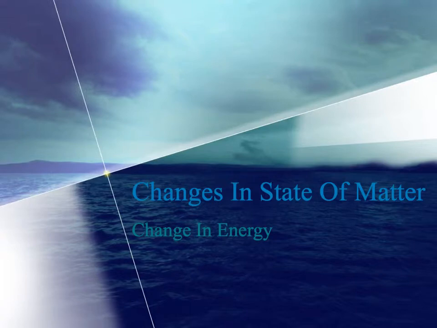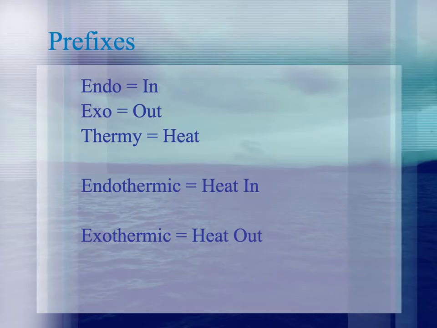So, changes in states of matter. You need to start by knowing that there are two prefixes, endo and exo. Endo means in, and exo means out. And thermo means heat. So can anyone think of a word that has therm in it? Hypothermia. Yeah, that's a word. These all have to do with heat, either too much or too little heat. Thermometer is a measurer of heat.